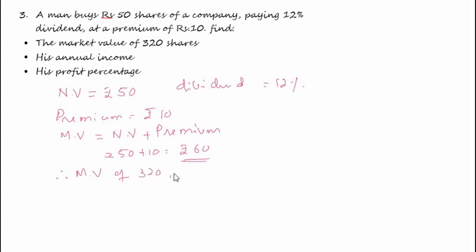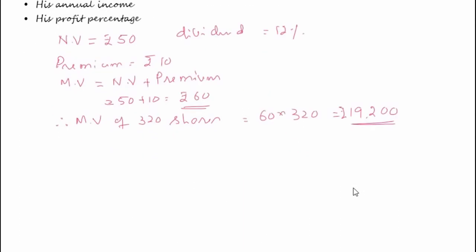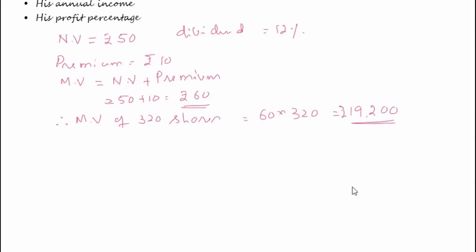So therefore market value of 320 shares is equal to 60 into 320. So that is equal to 2 zeros, 6 2s are 12, so it is 19,200 rupees. This is the total value of the shares that he has bought. He paid 19,200 rupees and bought 320 shares.